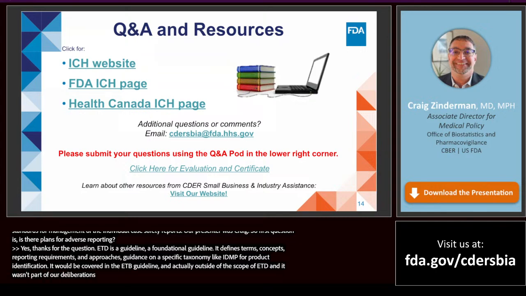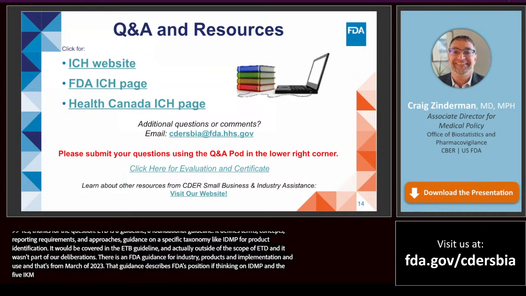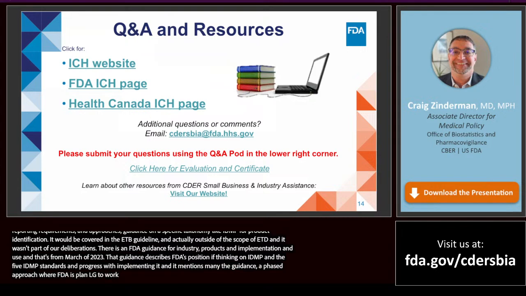That said, there is an FDA guidance for industry called Identification of Medicinal Products, Implementation and Use, from March 2023. That guidance describes FDA's position and current thinking on IDMP and the 5 IDMP standards and progress so far with implementing them. It mentions a phased approach where FDA is planning to work with stakeholders to globally implement these standards.